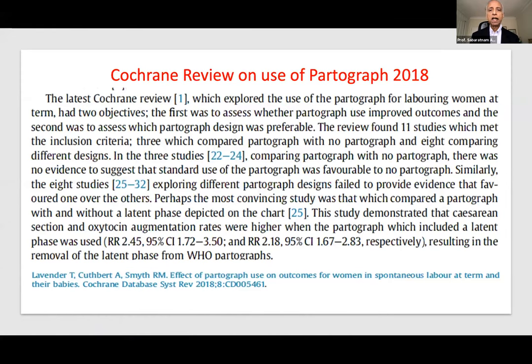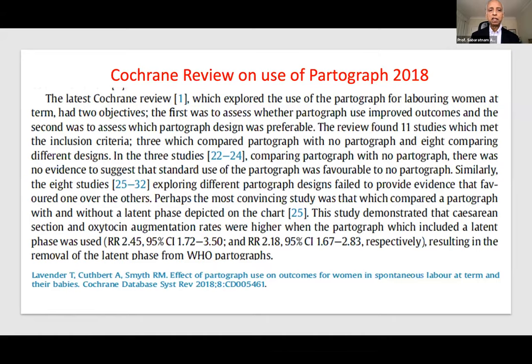Now, if you look at the Cochrane 2008 review, this is quite important for us to understand. They looked at the partographs, which partograph to use. So I would like to read this and say, Cochrane Review explored the use of partograph for labor.